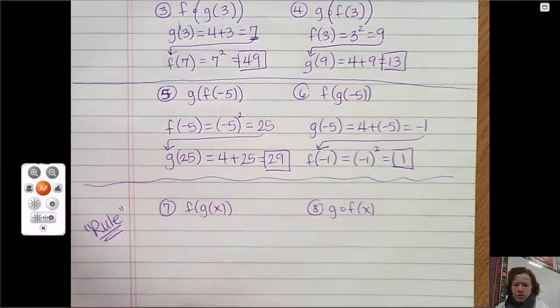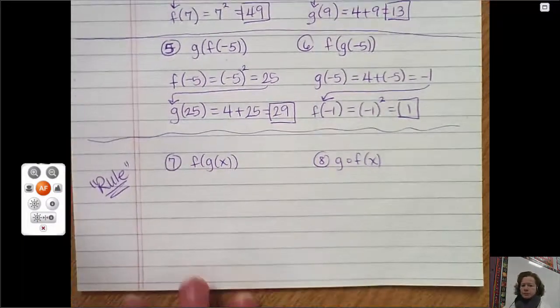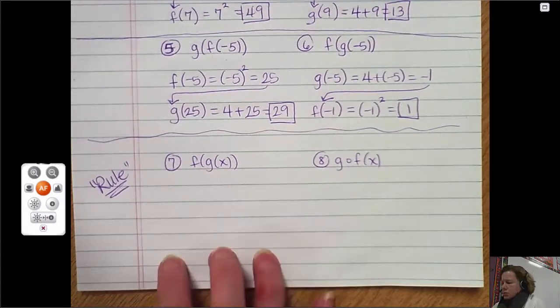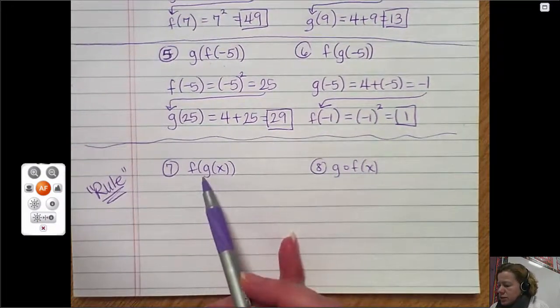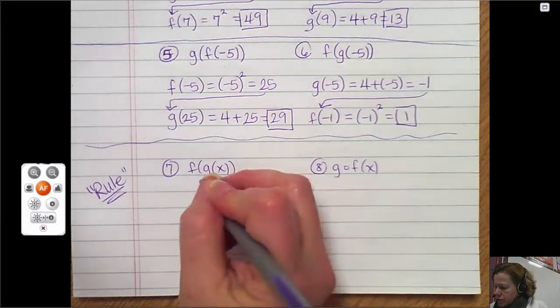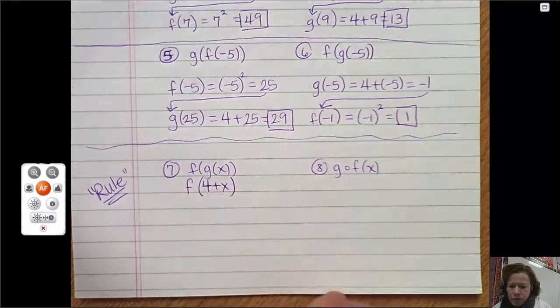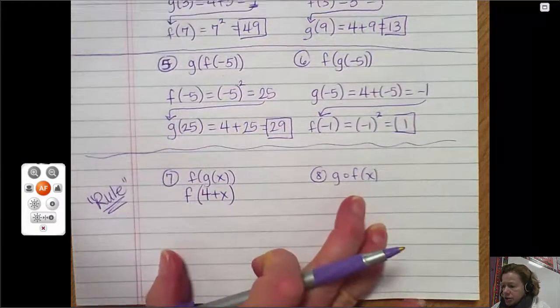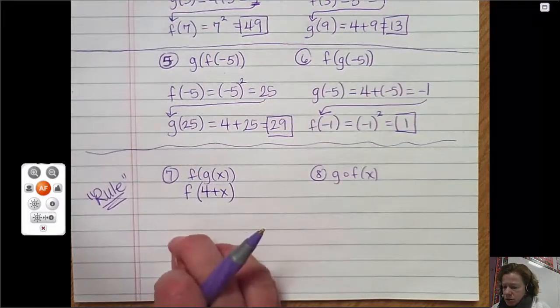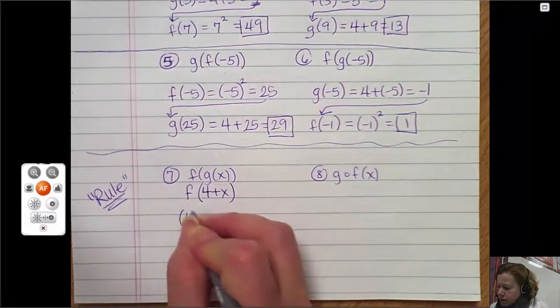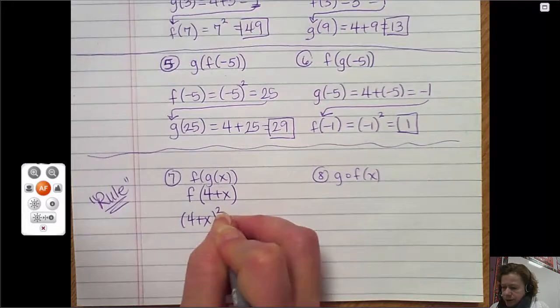And this will also help us with inverse functions later on. So in this case, I essentially take the rule for g of x, which is 4 plus x, and plug it in to my f function. Well, my f function says whatever comes in, I square it. So I'm going to take 4 plus x and square it.